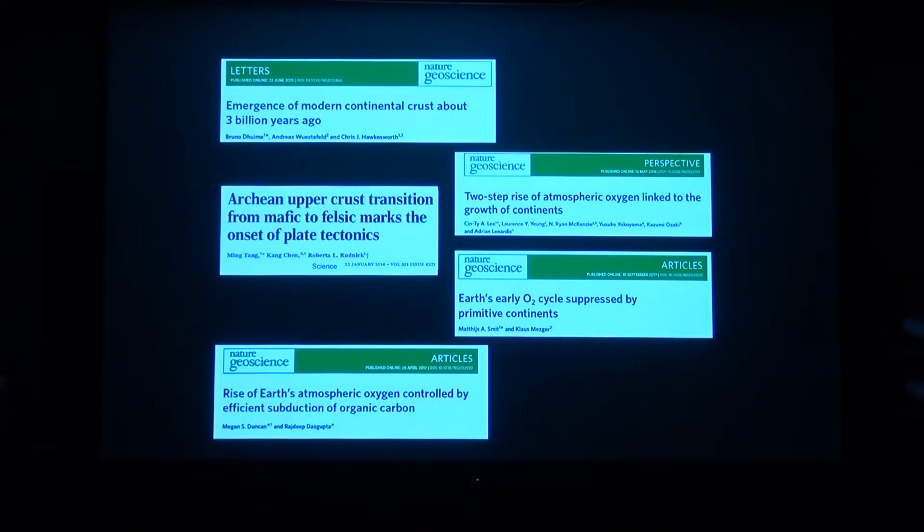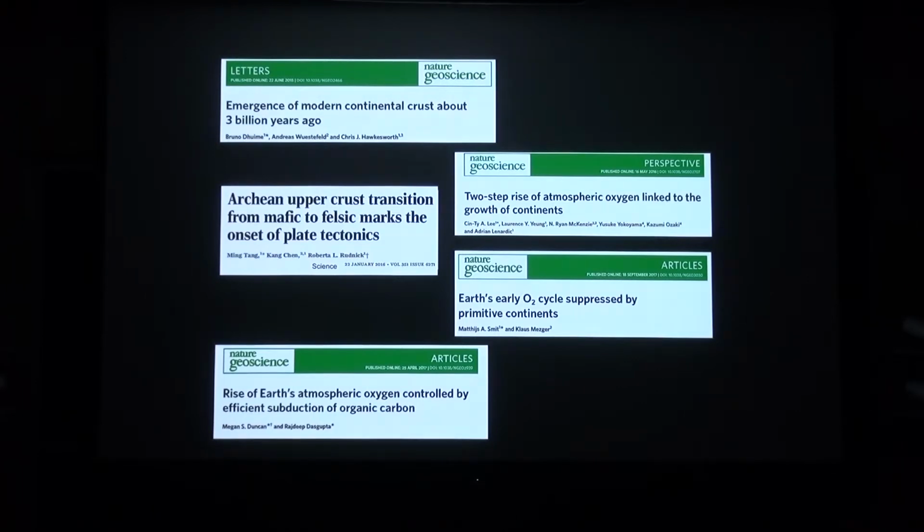And then there's quite a few papers in the last few years that have really focused on this. And in short, what the first four papers are really telling us is that between 3.0 and 2.5, we get a lot more continental land mass, and that continental land mass is changing in composition from ultramafic, mafic in composition, to felsic. So as you go from mafic to felsic, you lose a lot of the reductants in the crust. Once again, you lose your oxygen sink.